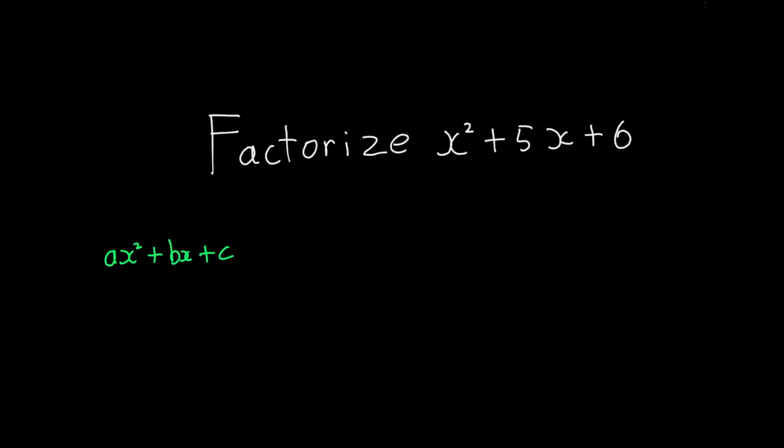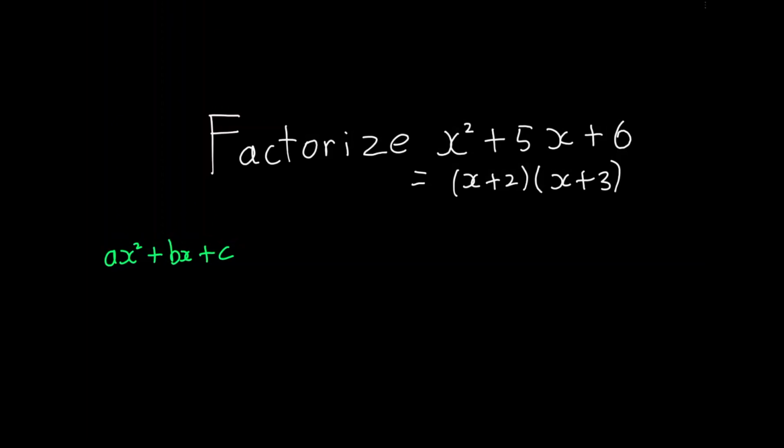Now secondly, how do we go about factorizing this? Well, first I'll give you the answer, right? So factorize x squared plus 5x plus 6. This factorizes to (x plus 2) into (x plus 3). Now how do we find this?